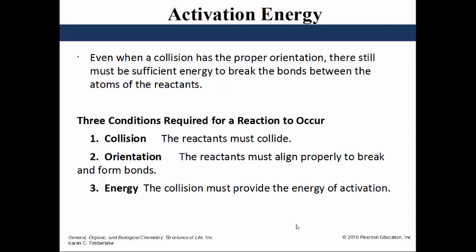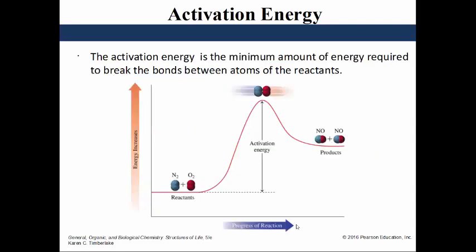So there are three conditions that are needed for any reaction to occur. The molecules must have a collision, first of all. They must be oriented in the correct way. And there has to be a sufficient level of energy for the product to be formed. And that level of energy is called the activation energy. It is the minimum amount of energy needed to break bonds between atoms of the reactants and to therefore form products. These two reactants, nitrogen and oxygen, oriented in the proper way, if the energy is sufficient, this activation energy, then you will get the products. If this is too low, then nothing happens.